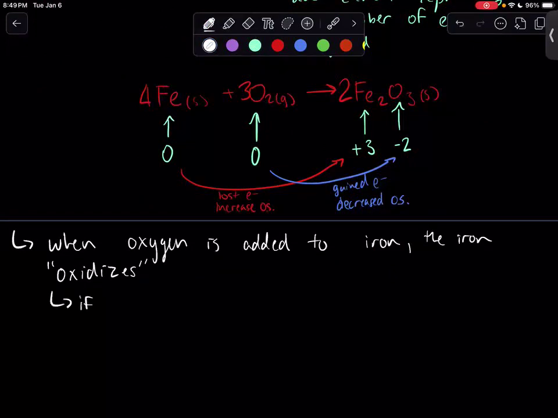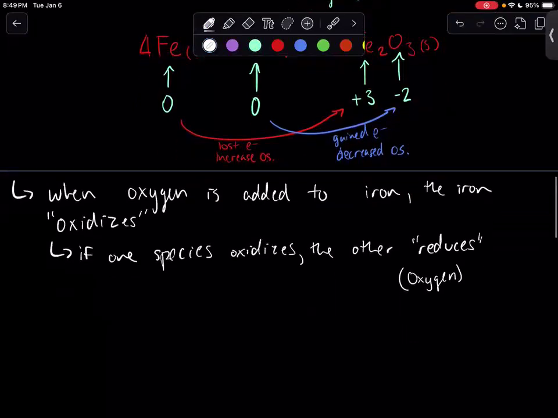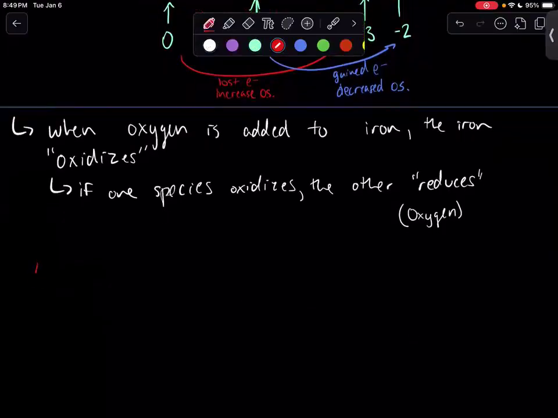Furthermore, if one species oxidizes, the other reduces. So now we have our two terms, oxidize and reduce, or oxidation and reduction. In this case, our other species is actually oxygen itself. Iron is one reactant, oxygen is the other reactant. So here our iron oxidizes and our oxygen reduces. We can take a look at another very common redox reaction.